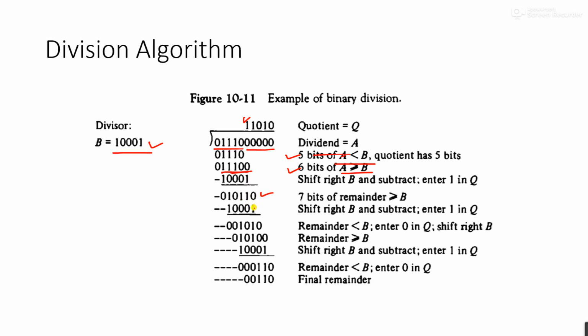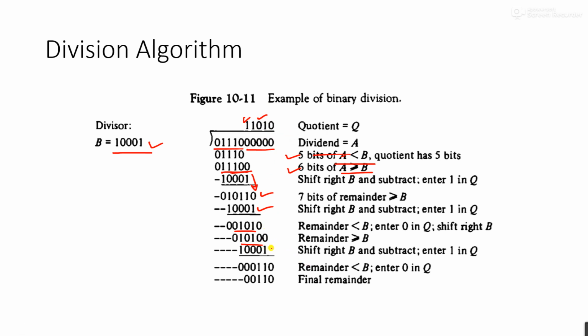After subtraction, I will again append a 0 from above, and then again check whether A is greater than B or not. If A is greater than B, then again I will do the subtraction and get the answer in this form. If subtraction is not possible, I will put a 0 in the quotient, and then I will shift again. Then I check again whether A is greater than B or not.